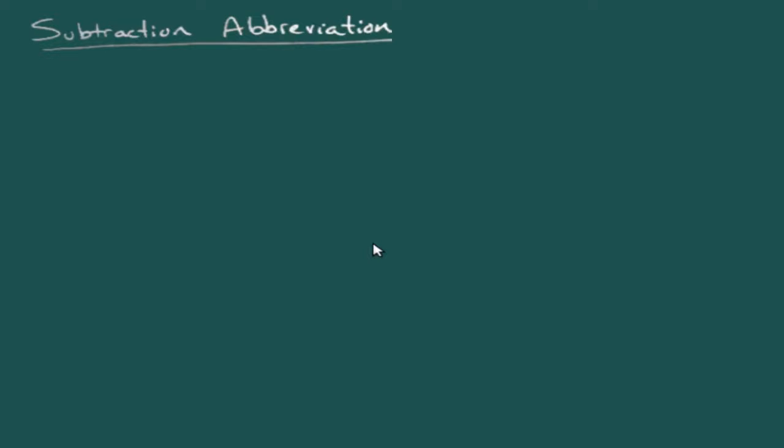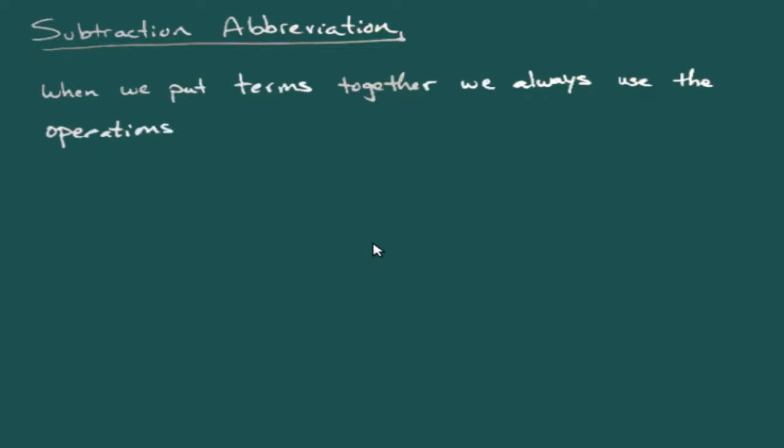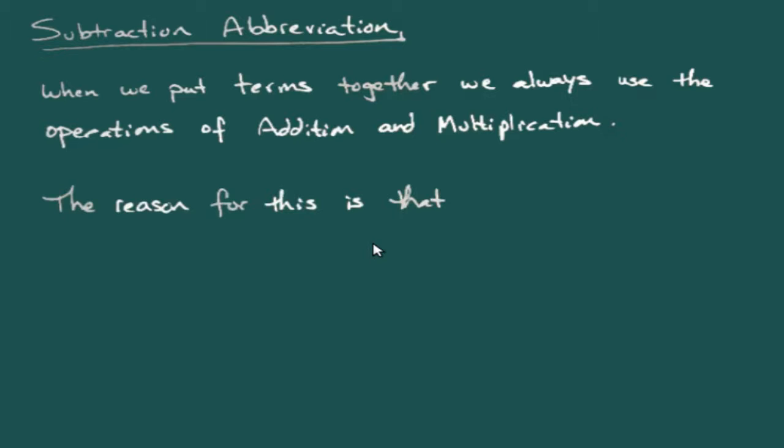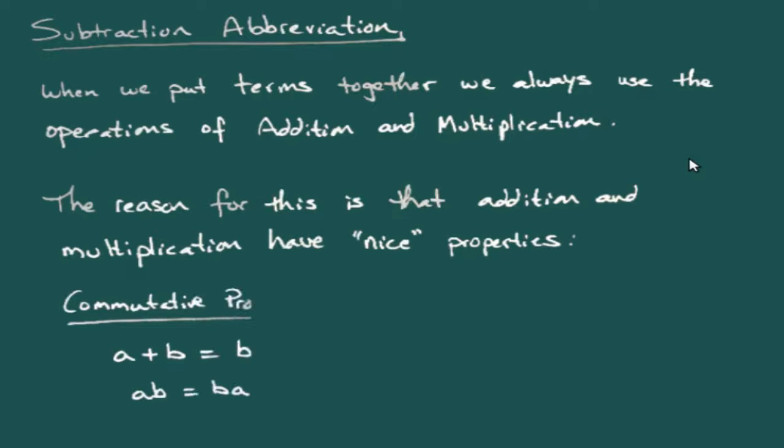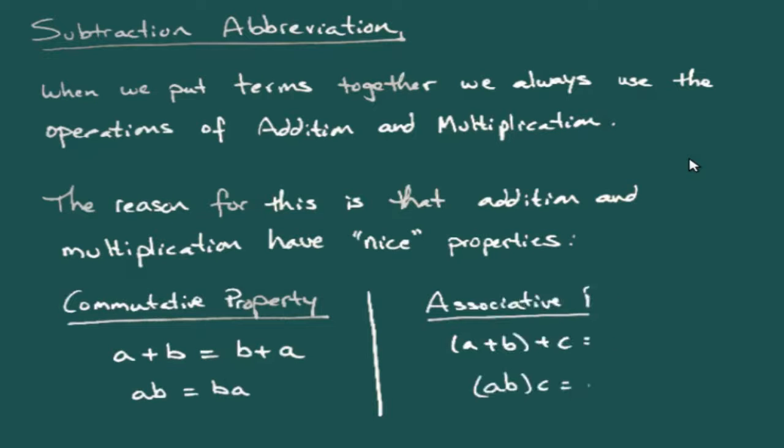And so what do we really mean by the subtraction abbreviation? Well, in algebra, or even with numbers, when we put terms together, we are always using the operations of addition and multiplication. Now, the reason for this is really that addition and multiplication have two really nice properties to them. And those two nice properties are the commutative property and the associative property.